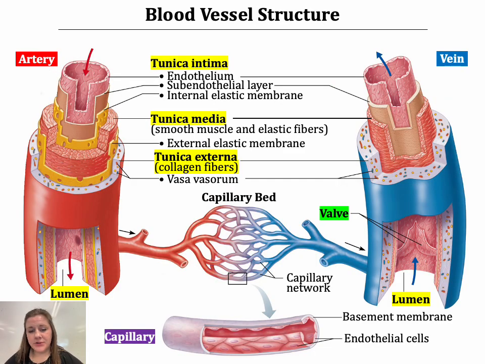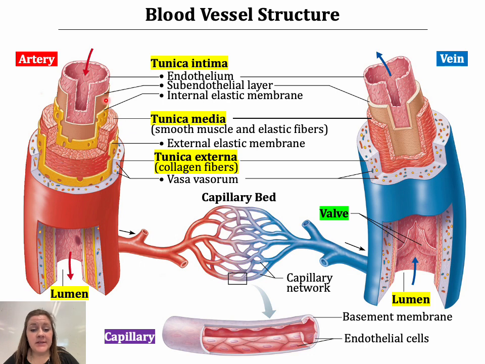So for blood vessel structure, the innermost layer is the tunica intima, and it's intimate with the blood. It forms the lumen of the blood vessel. So the lumen is the hollow cavity where the blood is actually flowing. So we'll use the term lumen quite a bit in this semester, anytime you're talking about A&P, and just think of it as the inside of a tube where stuff is flowing.